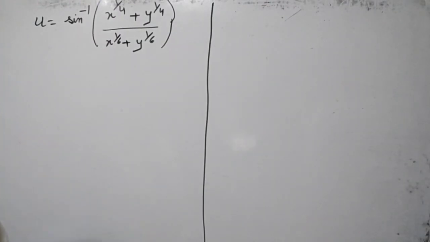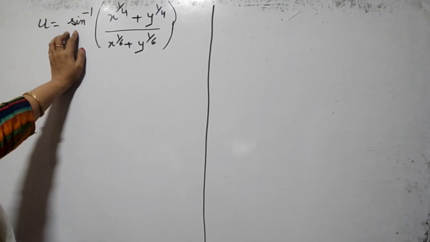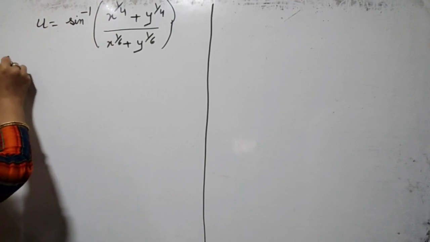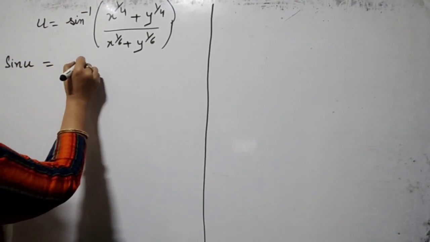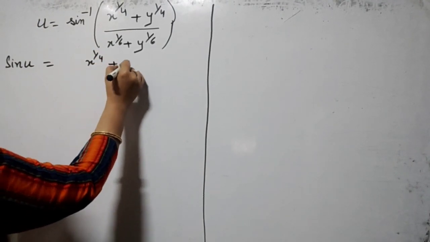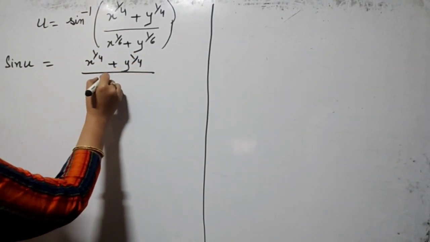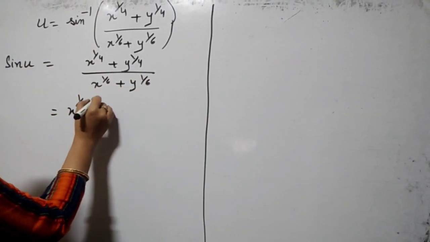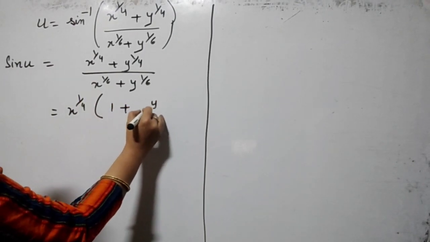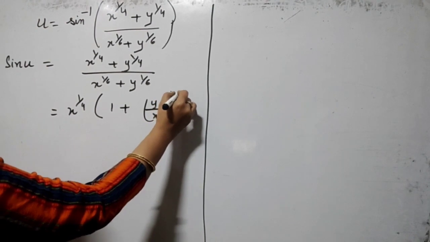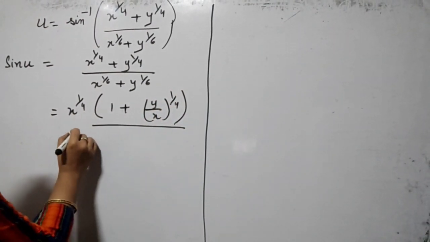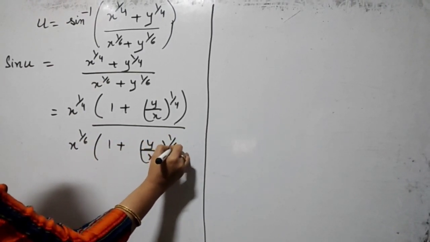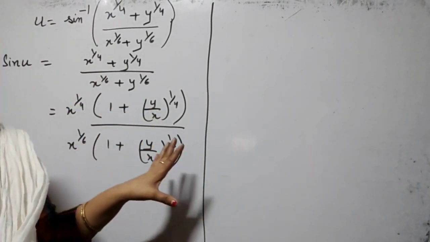Now Euler's theorem for trigonometrical functions. For example, the function is given in this way. Then we can write sin u is equal to x to the power 1 by 4 plus y to the power 1 by 4 over x to the power 1 by 6 plus y to the power 1 by 6. Now take x to the power 1 by 4 as common in the numerator and we are left with y over x to the power 1 by 4. Similarly, in the denominator take x to the power 1 by 6 common, we get 1 plus y over x to the power 1 by 6. Now this is a type of homogeneous equation.